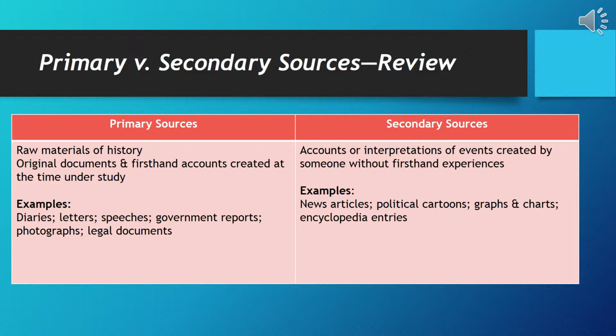A secondary source is an interpretation of the past created using primary sources. A person who creates a secondary source about an event or subject does not have first-hand experience with the topic in question. Examples of good secondary sources include news articles, political cartoons, graphs and charts, and encyclopedia entries.